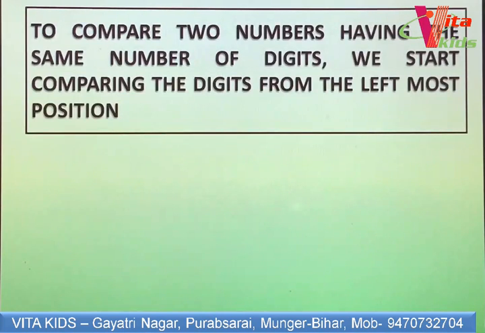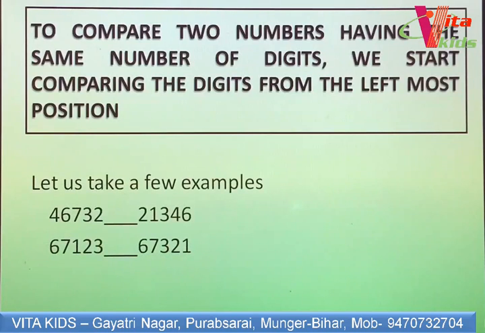The second rule, to compare 2 numbers having the same number of digits, we start comparing the digits from the leftmost position. Here again, we'll take few examples to understand. The first example here is 46732 and 21346. Both have 5 digits. So we will compare the leftmost digit. In the first number we have 4 and in the second number we have 2. 4 is greater than 2.